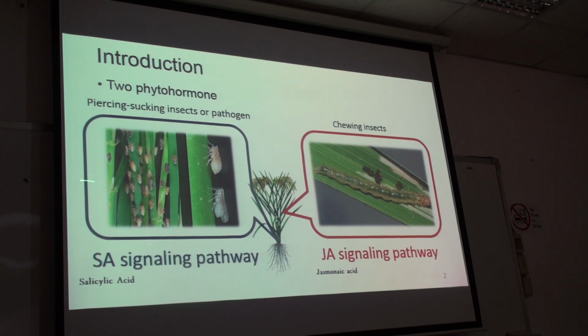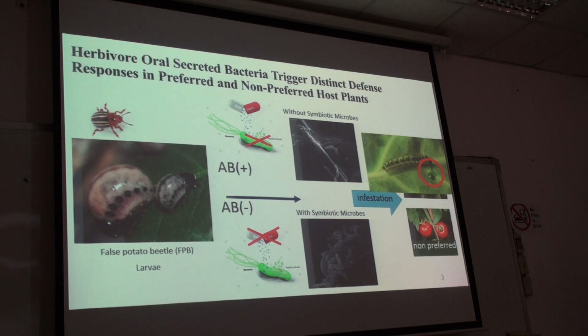When a parasitic insect comes, the plant will go through the SA signaling pathway, and a chewing insect will lead to the JA signaling pathway. That is the way plants defend against insect feeding. However, insects also have their way to avoid plant defense. During feeding, symbiotic microbes will be secreted onto the plant's leaf with insect regurgitant.